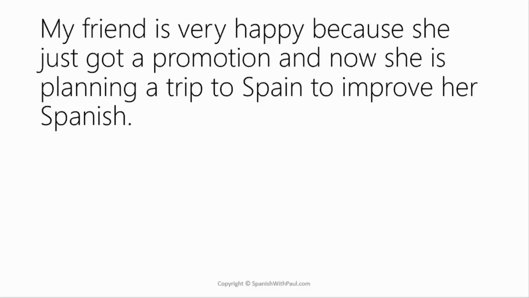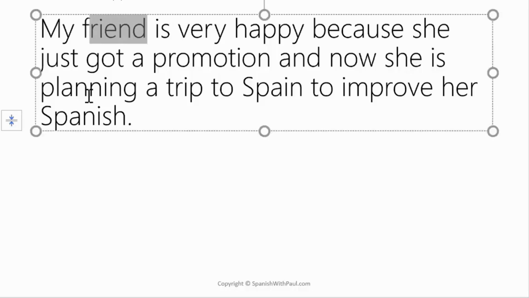Activate 1B Level 5. The sentence reads, my friend is very happy because she just got a promotion, and now she is planning a trip to Spain to improve her Spanish. What vocabulary do we need? Of course, this will vary from person to person depending upon your previous contact with Spanish. So we'll identify the word for friend and the word for promotion. Also this, because we're using a verb here to get a promotion.